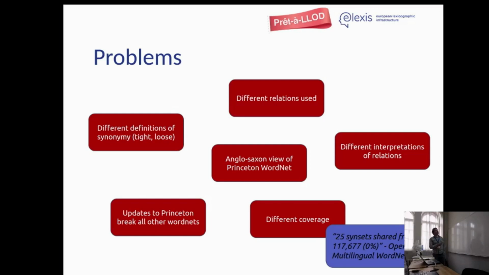And of course, whenever we have updates to Princeton WordNet, all the other WordNets are now out of date. So we have this problem of versioning. And it actually turns out that out of Open Multilingual WordNet, which has just shy of 40 language WordNets, there are 25 synsets that are in all WordNets in all the different languages that are available, which is effectively 0%. Out of 117,000 synsets, only 25 are in all WordNets.